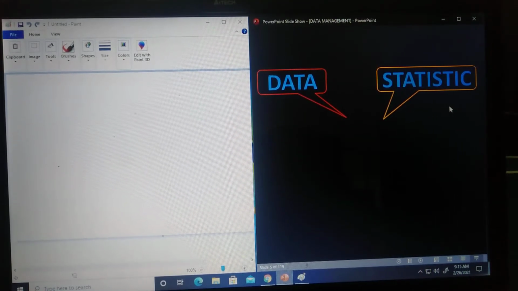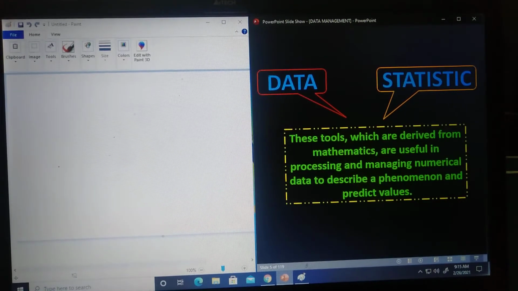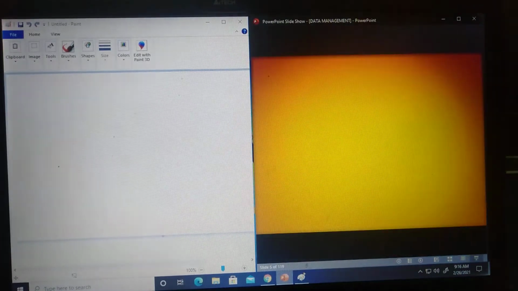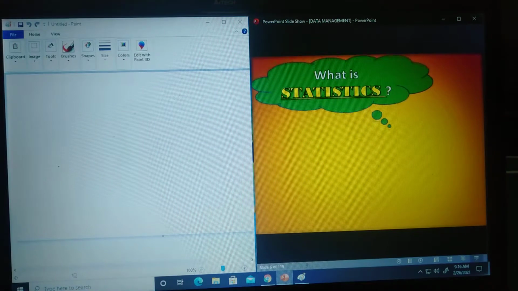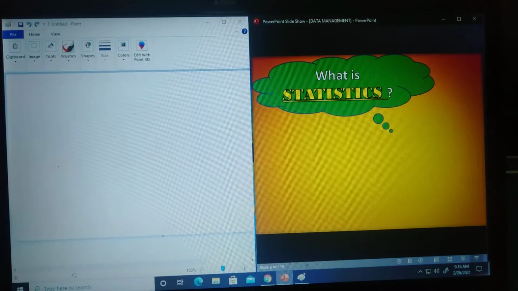Wherein these two, ayan, very connected sila. Hindi pwedeng maghiwalay si data at saka statistics. These tools which are derived from mathematics are useful in processing and managing numerical data to describe a phenomenon and predict values. So data and statistics, they are very connected. They are joined talaga. Hindi mapaghihiwalay. Okay, so and then, from those information na binigay natin, so what is statistics? Anyone?